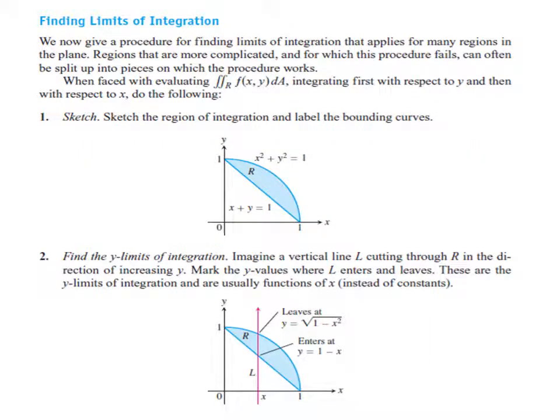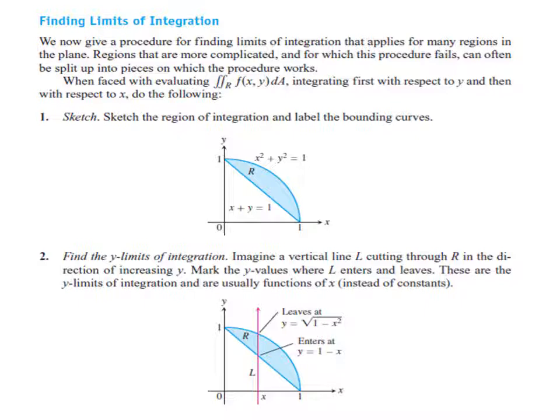How to find the limits of integration? First you have to sketch the region of integration and label the bounding curves. For example, here x plus y is equal to 1 is a straight line with intercepts at 0 comma 1 on the y-axis and 1 comma 0 on the x-axis, and x square plus y square is equal to 1 is the equation of a circle centered at the origin with radius 1. The region is bounded by the curves x plus y is equal to 1 and x square plus y square is equal to 1. So this is the region of integration now.